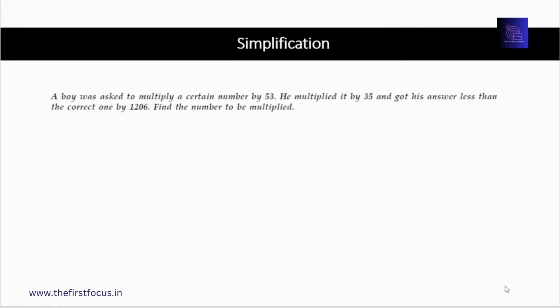So the next problem is: a boy is asked to multiply a certain number, which we don't know what the number is, by 53. He multiplied it by 35 and got the answer less than the correct one by 1206. So there's a number that he's supposed to get, but he got 1206 lesser. Find the number to be multiplied. Now let the required number be x. Okay, so we should find out what is the number he is supposed to multiply. So let's call it x.